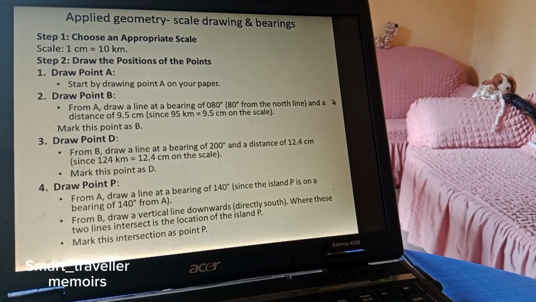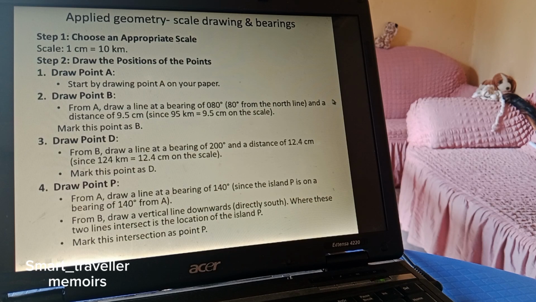Step 1. Choose an appropriate scale. Scale: 1 centimeter equals 10 kilometers. Step 2. Draw the positions of the points. 1. Draw point A. Start by drawing point A on your paper.